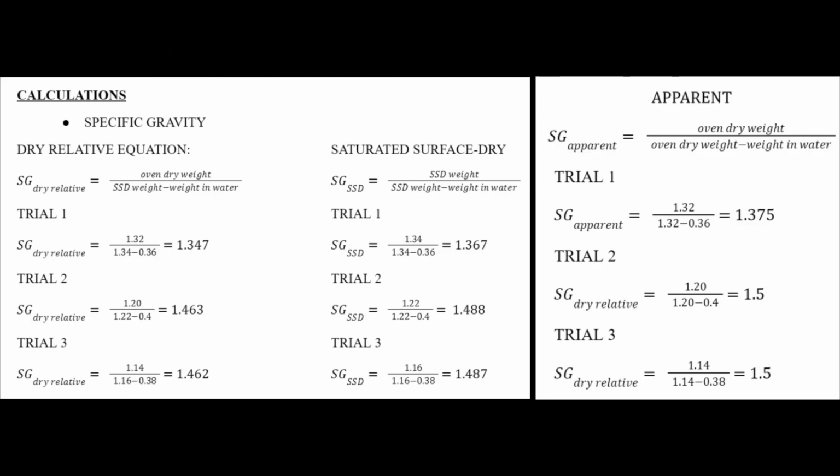With an average dry relative specific gravity of 1.424, the sample of coarse aggregate is relatively porous and may have a high water absorption capacity. These results indicate a moderate to high porosity for the total sample.